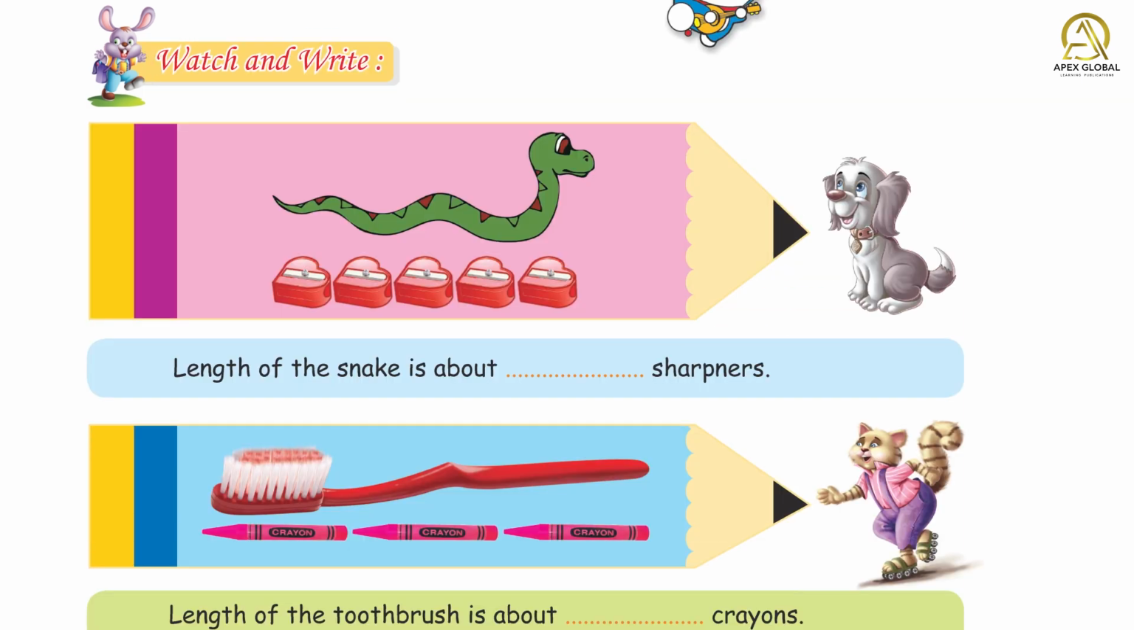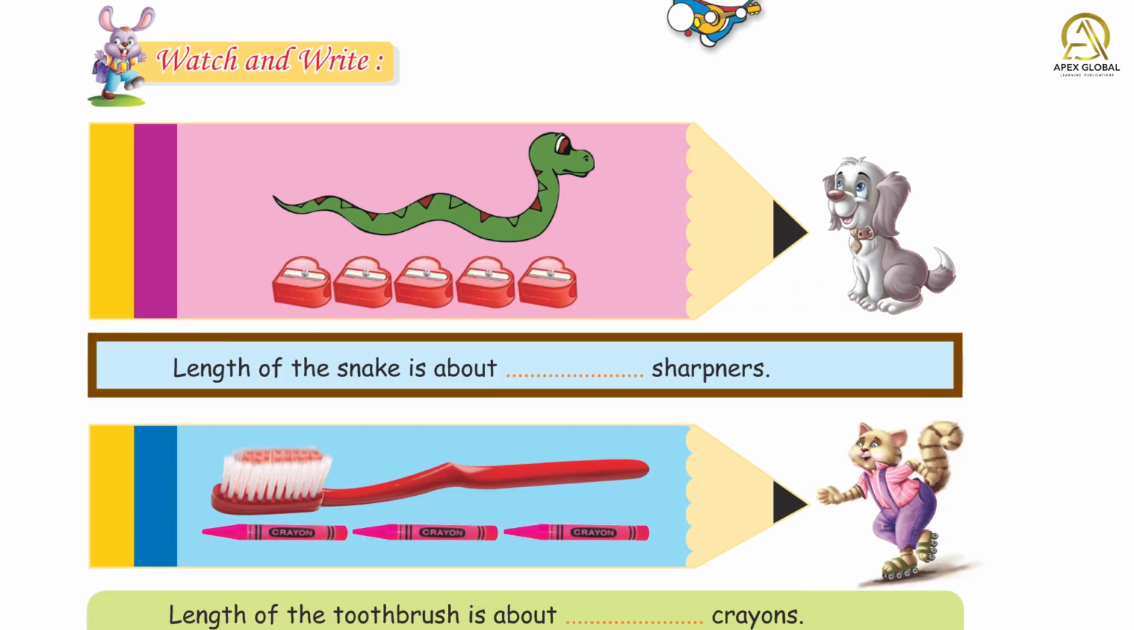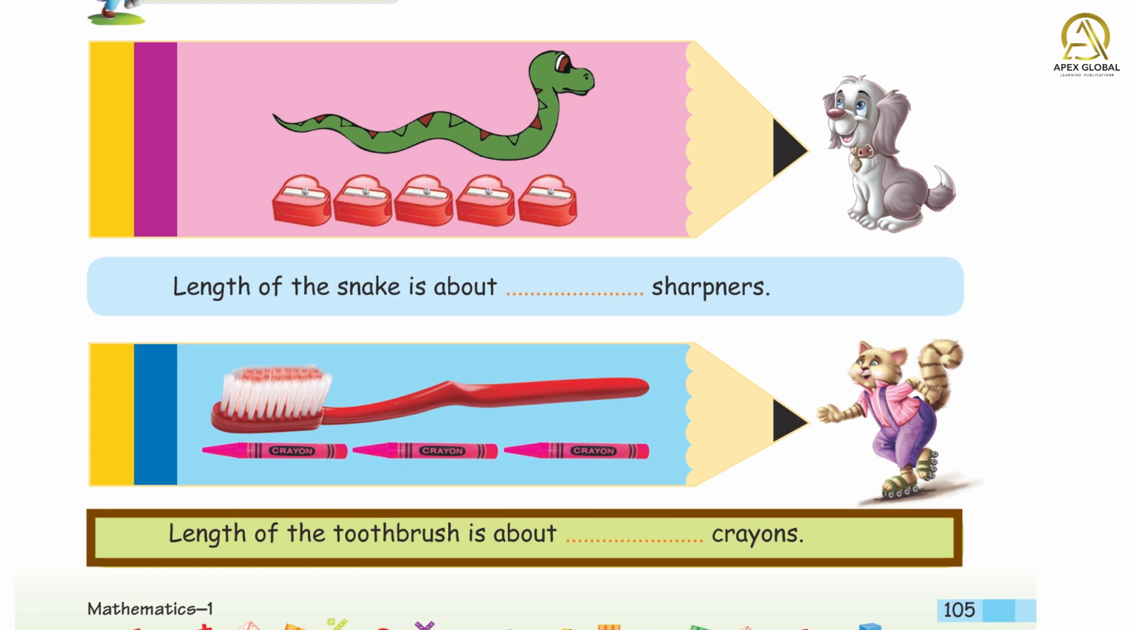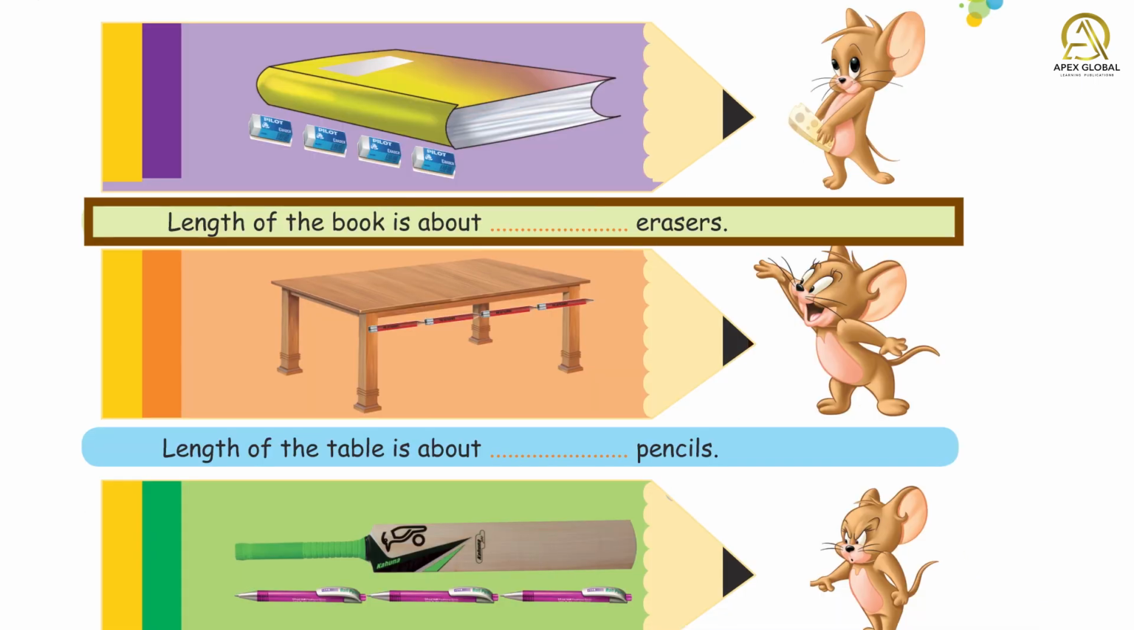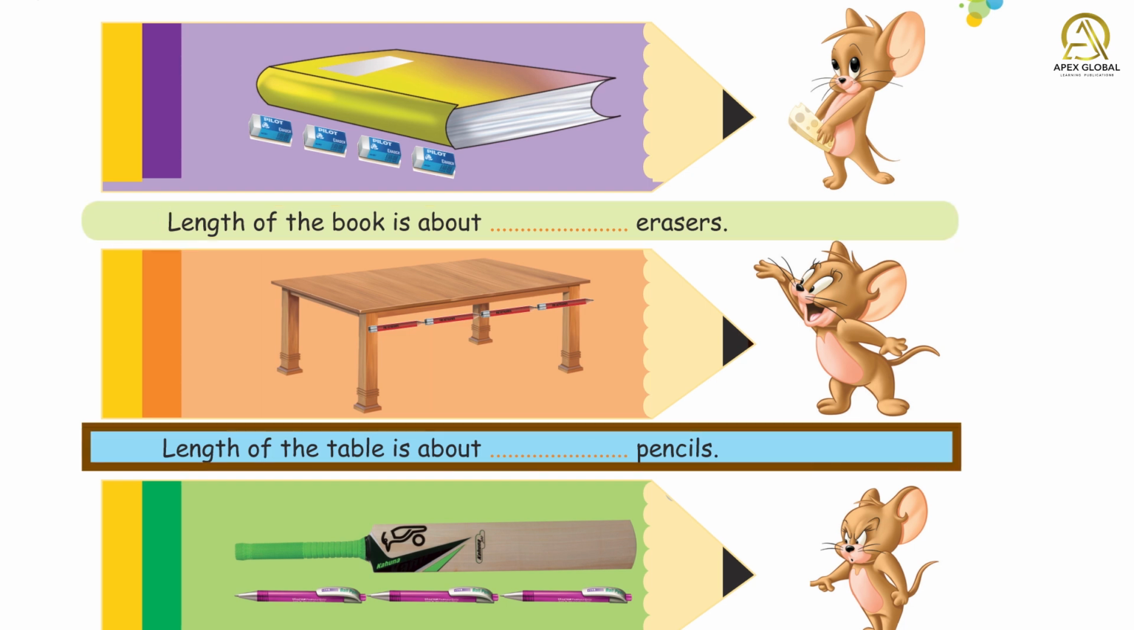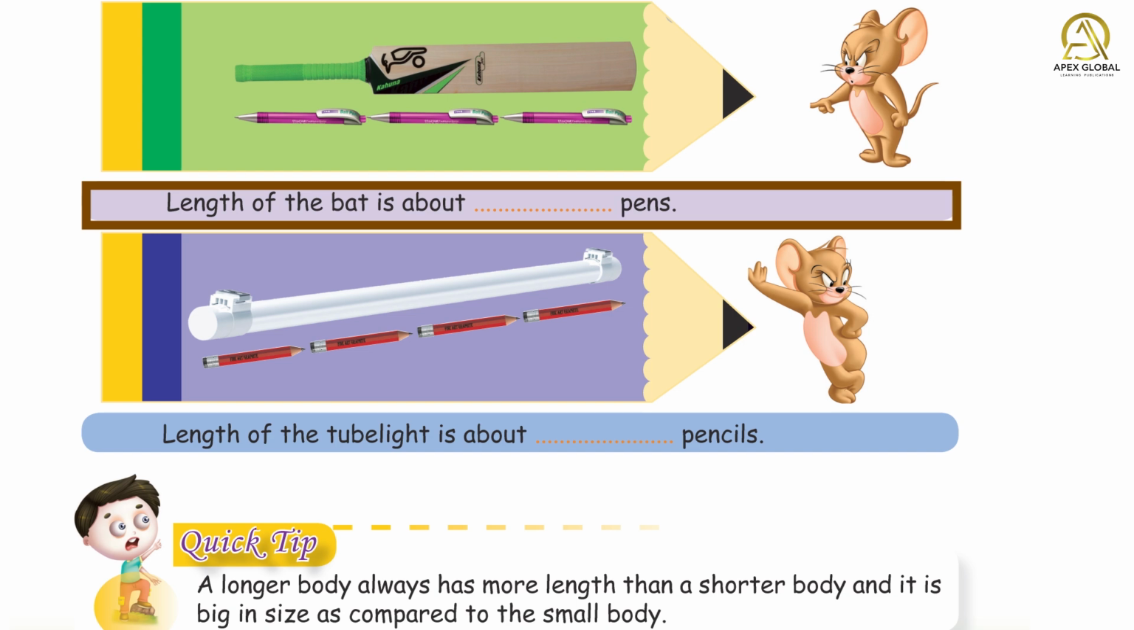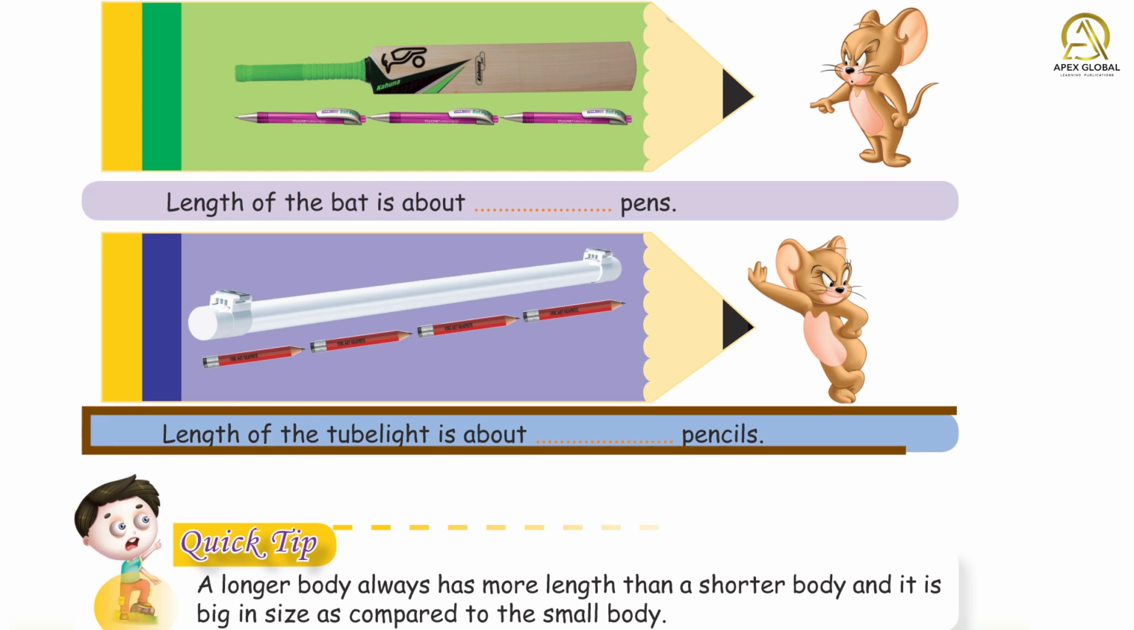Watch and write. Length of the snake is about dash sharpeners. Length of the toothbrush is about dash crayons. Length of the book is about dash erasers. Length of the table is about dash pencils. Length of the bat is about dash pans. Length of the tube light is about dash pencils.